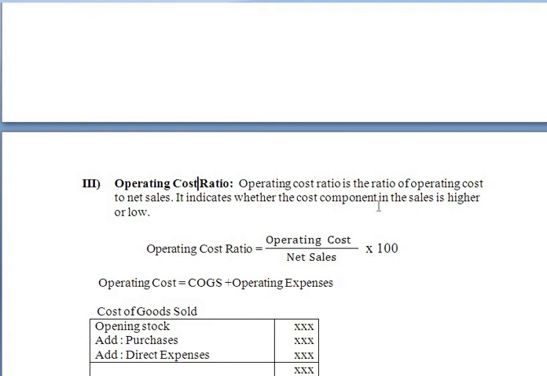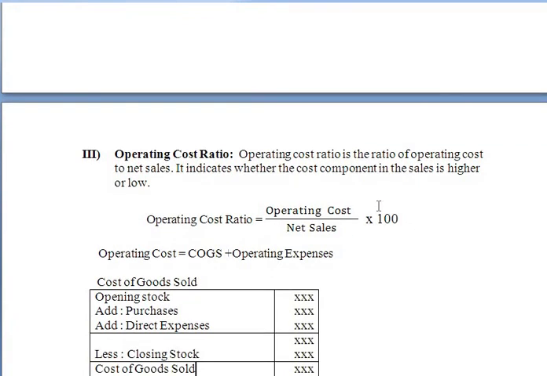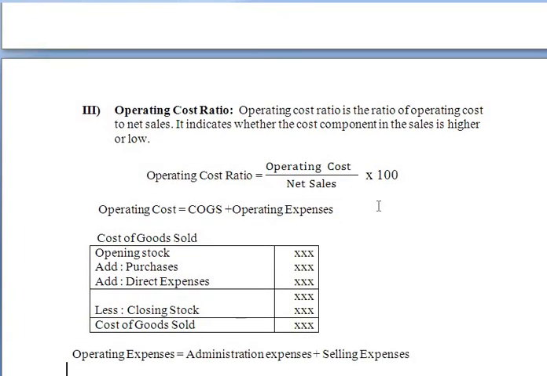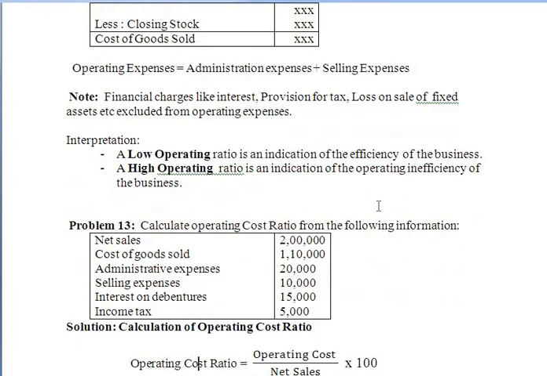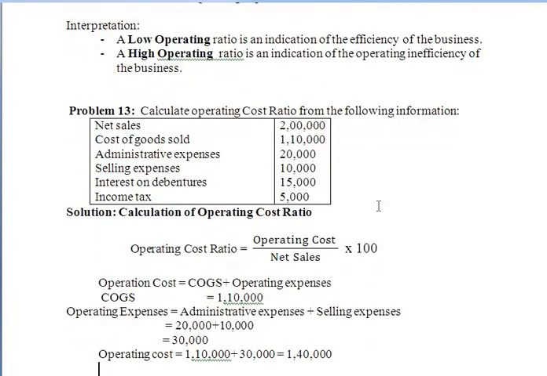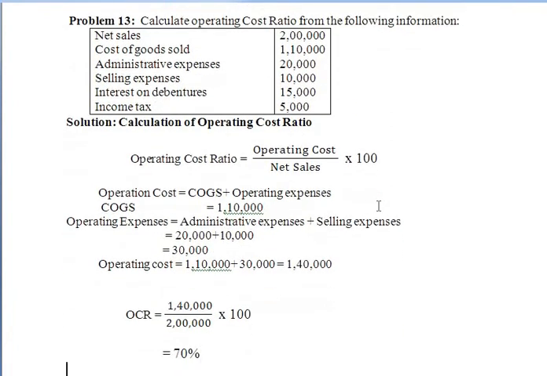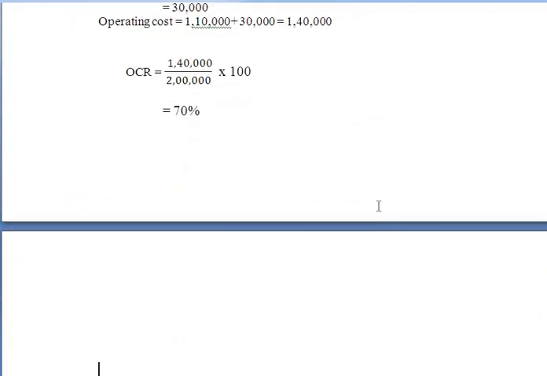These are the profitability ratios which we will be studying in the third unit of management accounting as per our syllabus: gross profit ratio, net profit ratio and operating cost ratio. These three ratios are as per our RCU syllabus. There are many other ratios we will be discussing, but those will not be as per our syllabus.